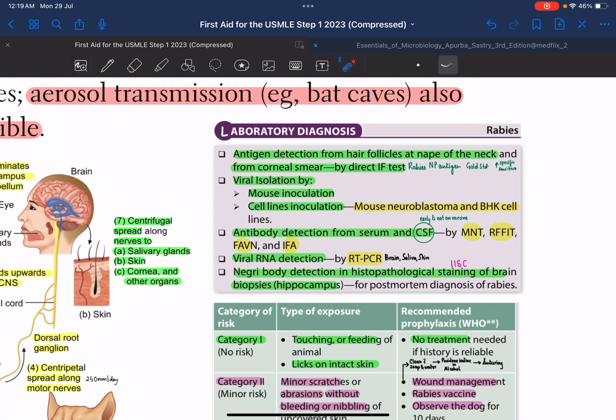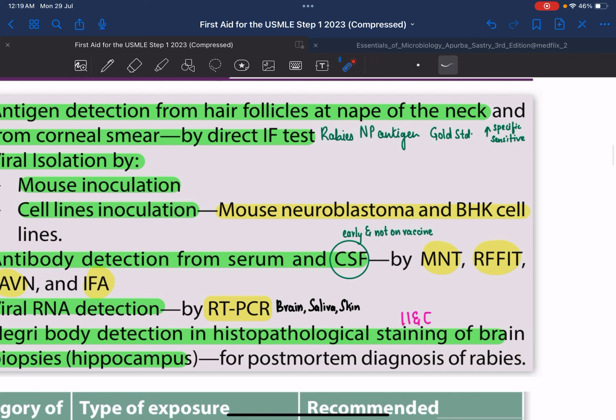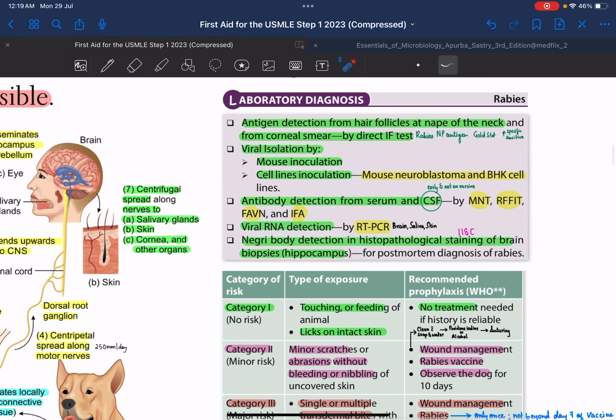To confirm the diagnosis of rabies, we can do direct immunofluorescence test, in which we will detect the nucleoprotein antigen. And what is the sample that we take? The best sample is the hair follicle at the nape of the neck, or we can also take a corneal smear. Since it is highly specific and highly sensitive, it is the gold standard for detecting rabies virus.